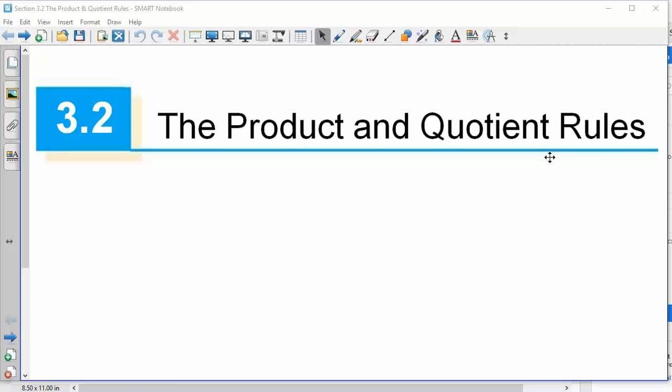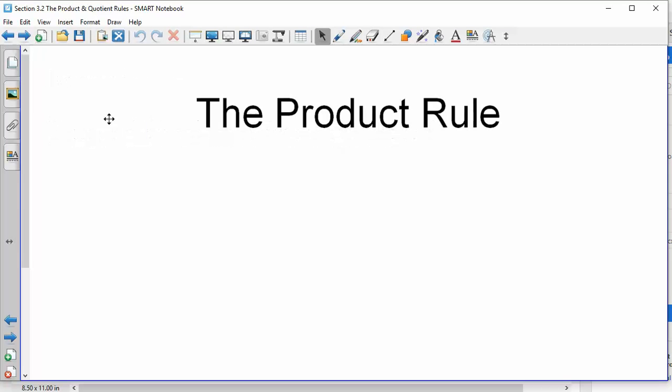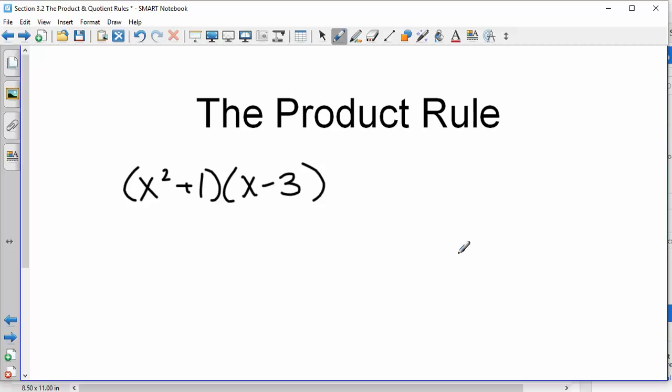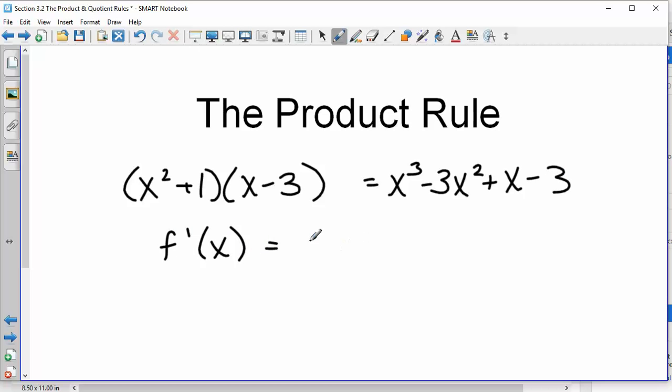So before, if I gave you something like x squared plus 1 times x minus 3 and told you to do the derivative of this, what would you do? You would FOIL first. And then you could do your derivative, which would be 3x squared. Okay. And that's all well and good. It doesn't take very much time to FOIL that out, so that is no problem at all.